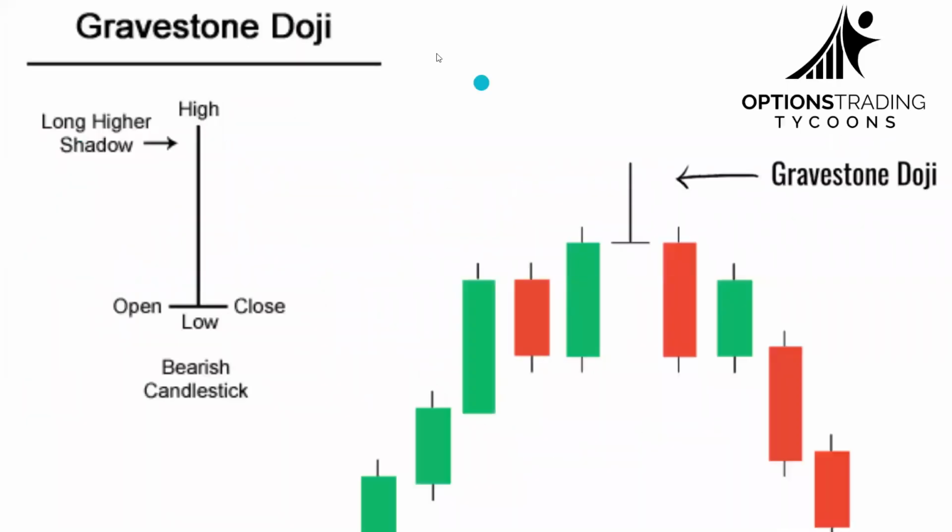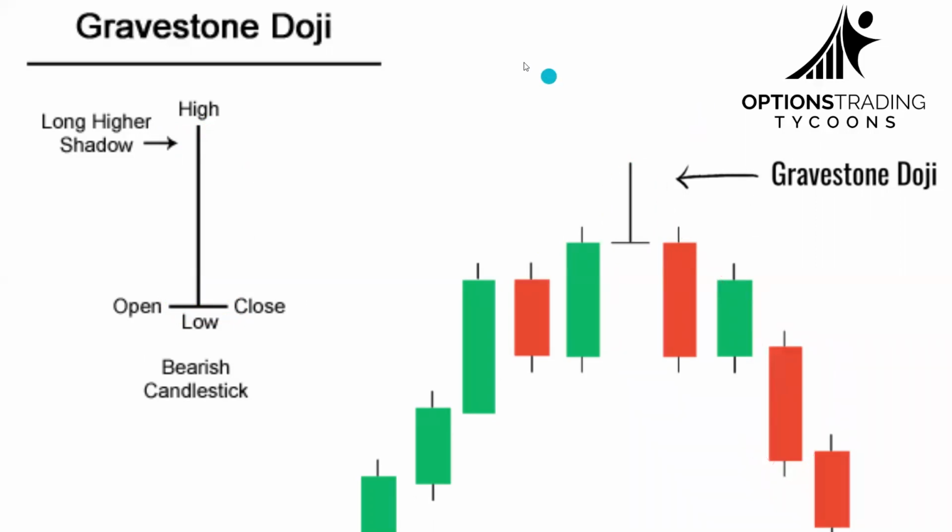The next one is going to be a gravestone doji, and the gravestone doji is basically going to open and close at the very same level, right? And that's going to be your low. And then it has a very long wick, long shadow up here to the top side. This is going to be a bearish candlestick. And as you can see, it sets up a nice reversal right here. We have a nice upwards trend. We get our Gravestone Doji, and then ultimately we reverse and start heading back downwards.